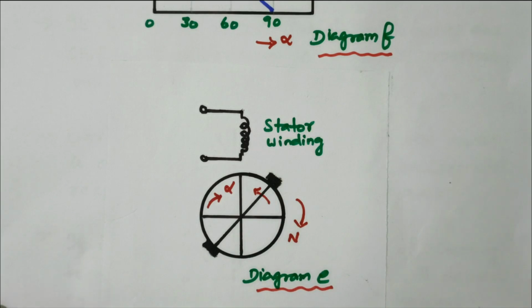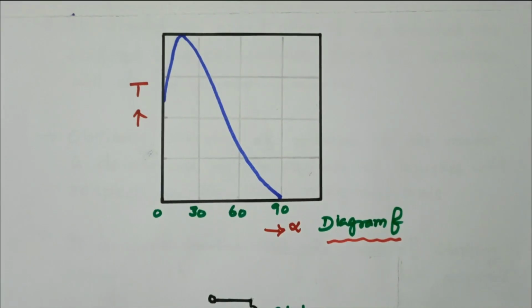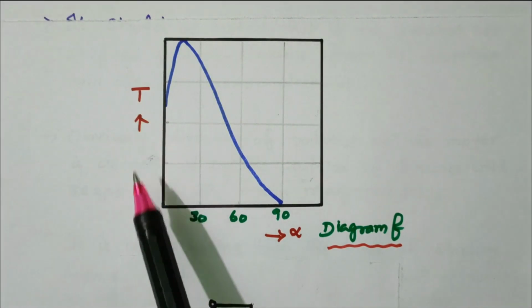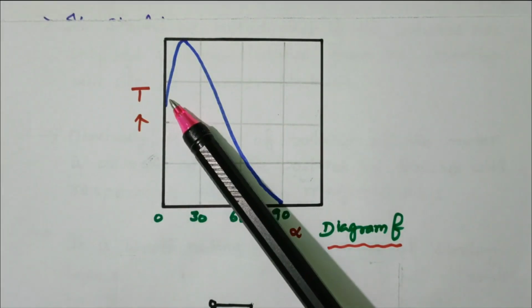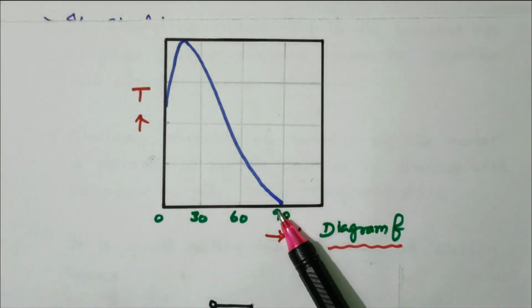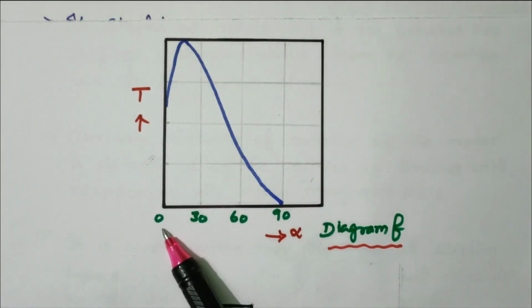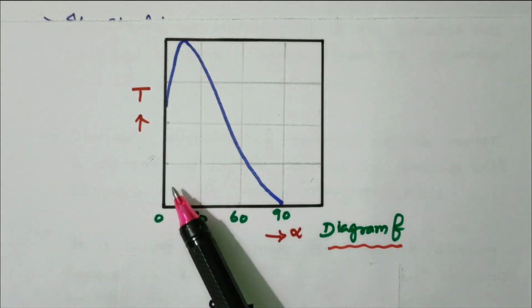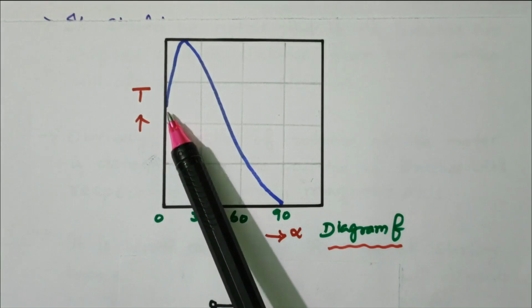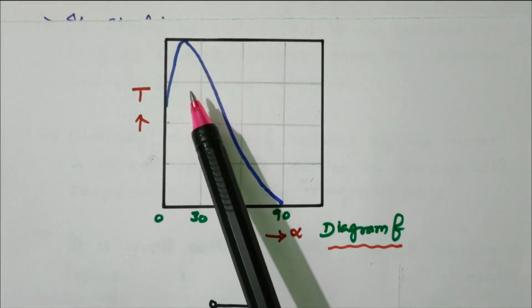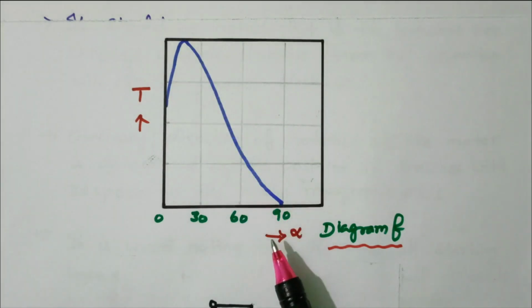Then diagram F is there, that is the speed torque characteristics. The rotation angle is on the x-axis, and torque is on the y-axis. The torque increases gradually and reaches the maximum value, thereafter decreases and reaches 0 at 90 degrees. So it is rotating from 0 to 90 degrees. At 0 degree itself, a good amount of torque is there. Almost at 45 degrees it reaches the maximum value, thereafter decreases and becomes 0.